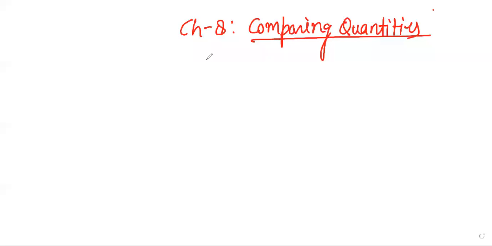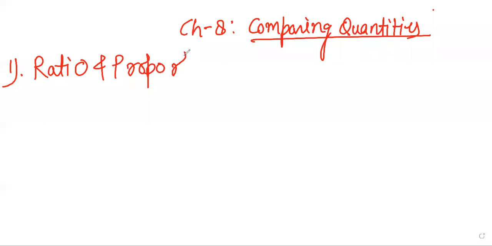Okay. Now, last day we discussed a little bit of the concept, I mean which topic we will discuss in this chapter, comparing quantities. I already mentioned that. Now write down the side heading. The first heading will be ratio and proportion. Firstly, we will discuss this topic today. Okay. Ratio and proportion.